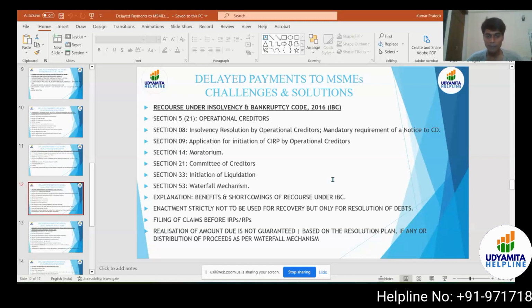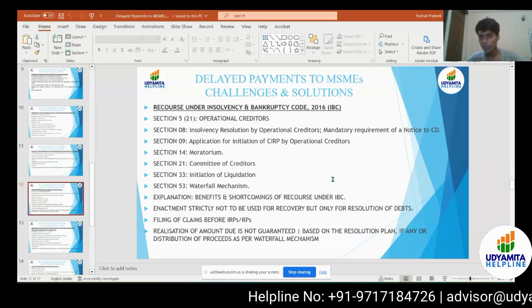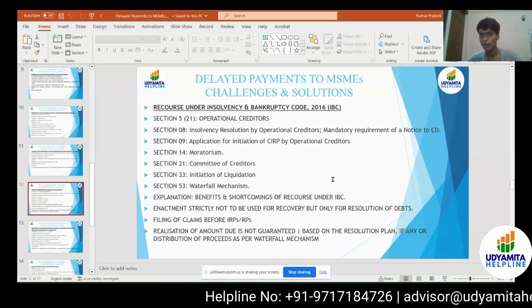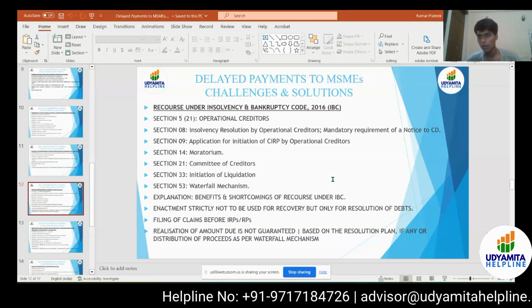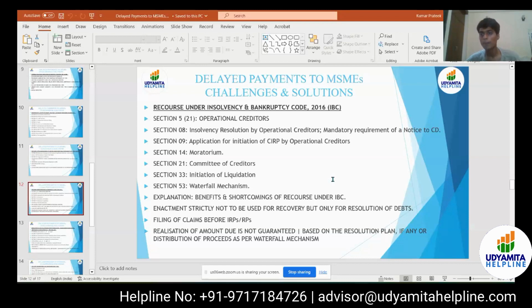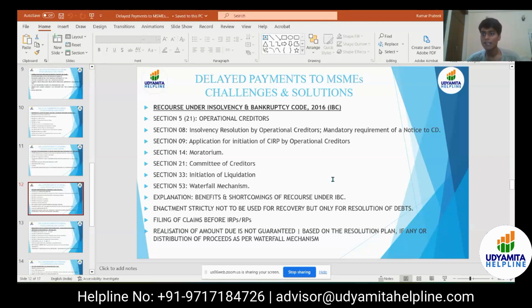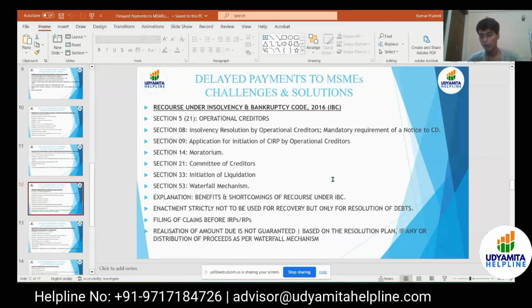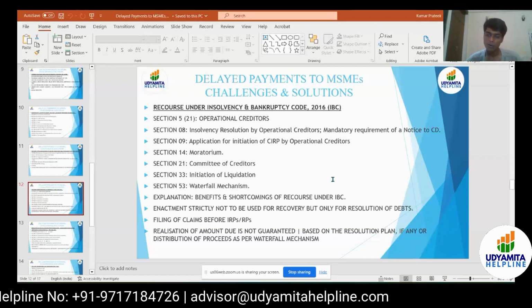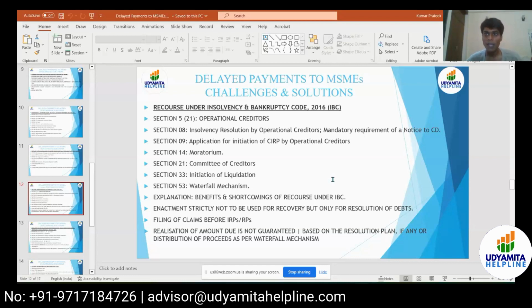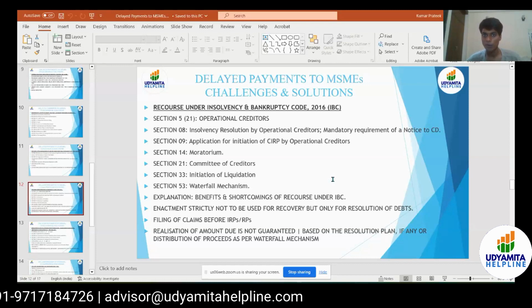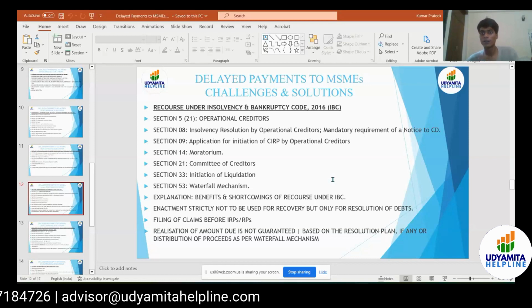The filing of claims before the IRP, RP. So the forms are there. Form B specifically is for operational creditors. Form C is for workmen, employees, and all of those who are working in the company. So all the claimants have to file their claim in specific forms. For financial creditors, it's Form A. For operational creditors, it's Form B, and for employees and workmen, it's Form C. And for other creditors, other forms are available, right?